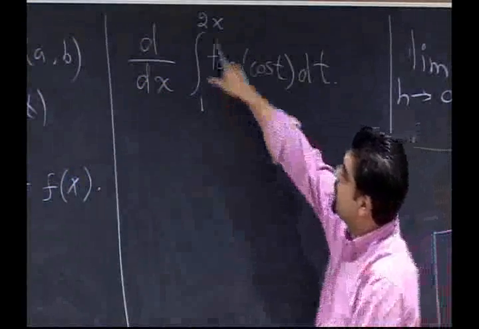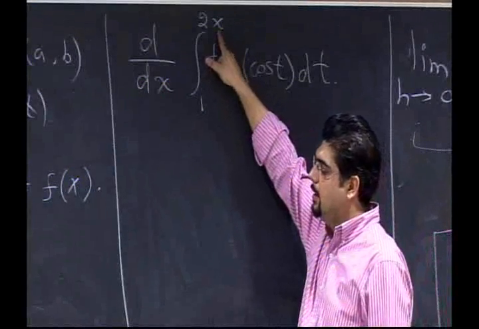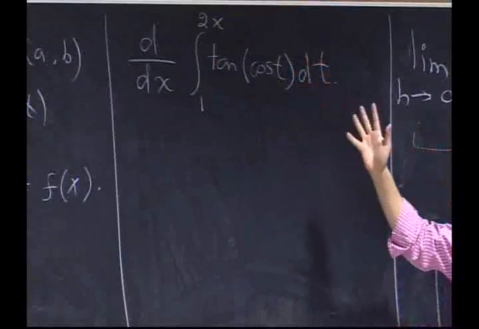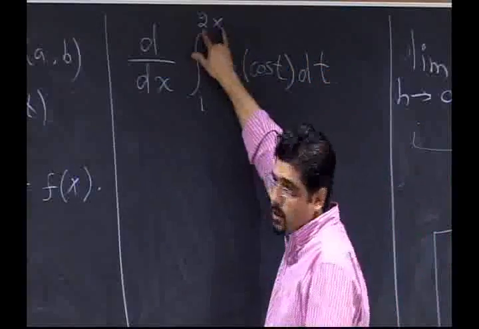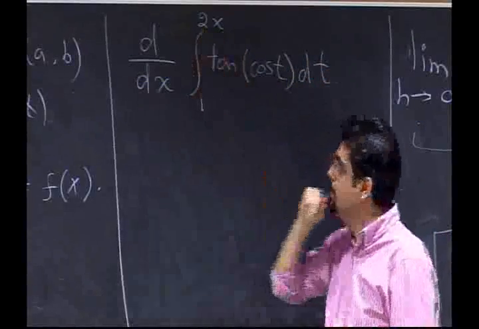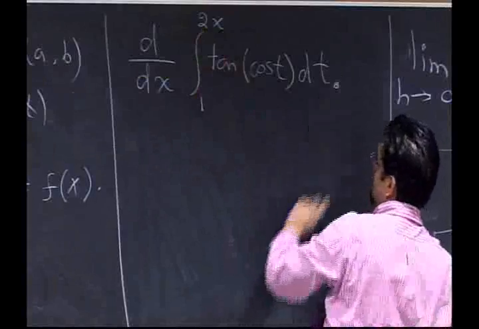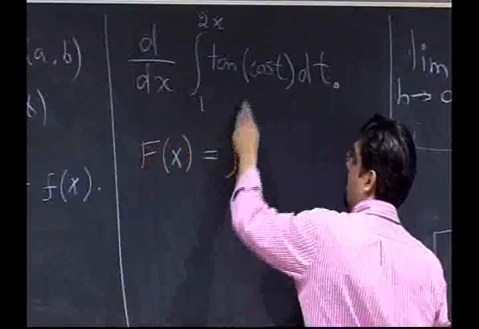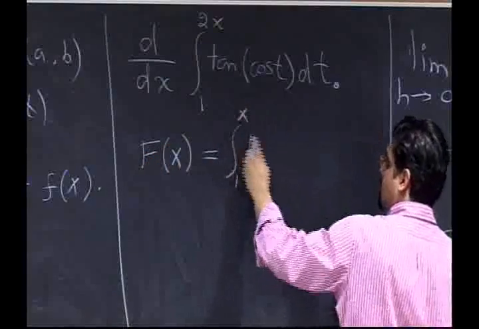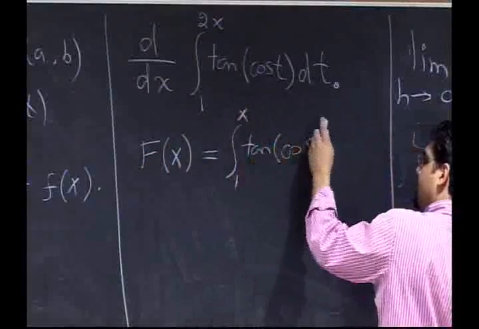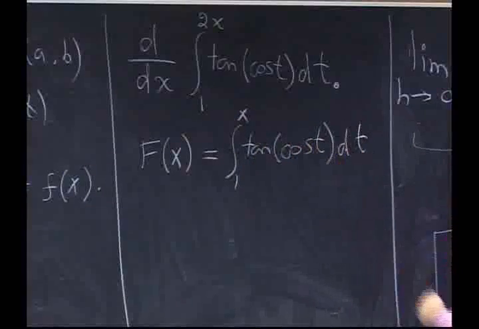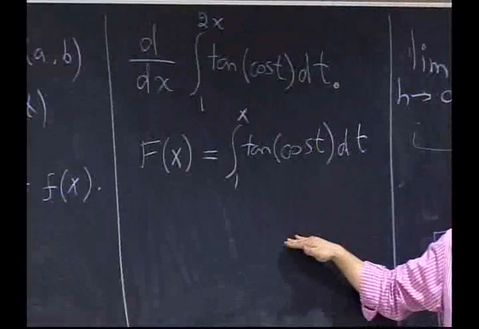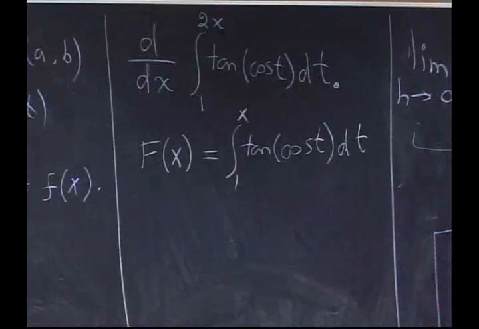So, if this were just x, then it would be very easy. The answer would just be tangent of cosine x, right? Except this isn't x, this is a function of x. So, before I do this problem, I was hoping that my function would look like this. Yes? If this is what it looked like, then I could do the derivative very easily. But that's not what I have.